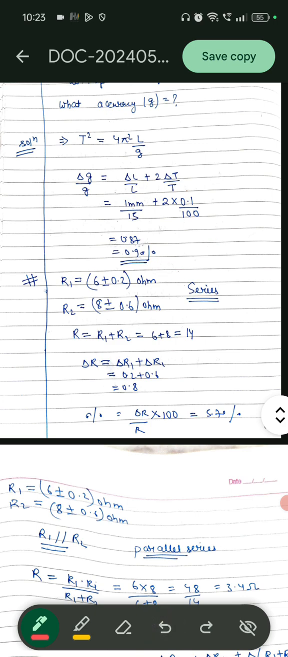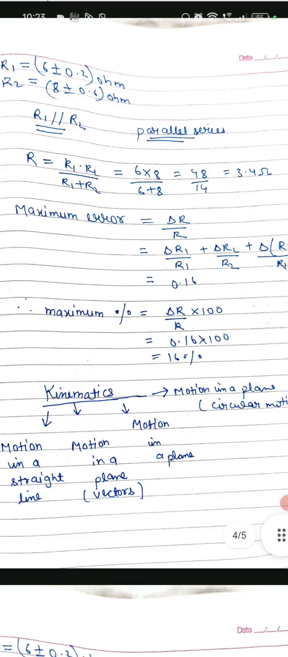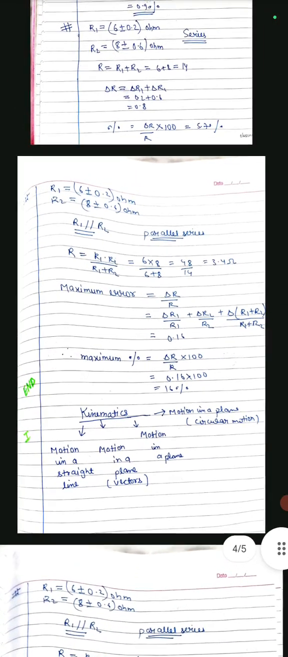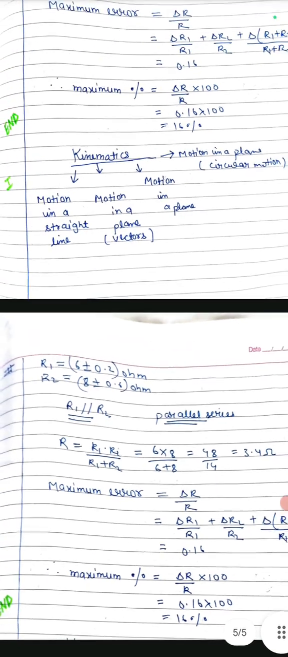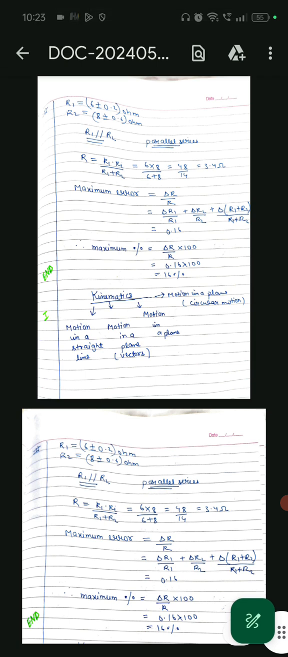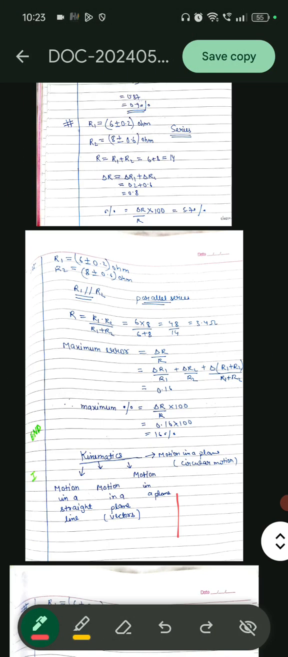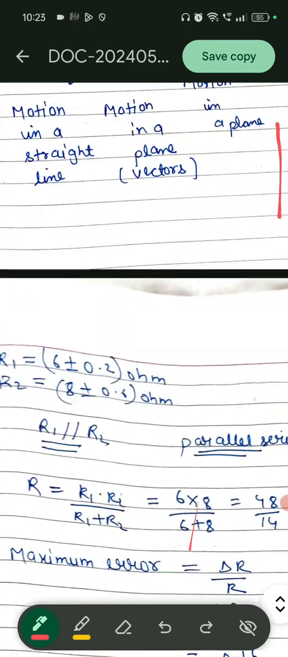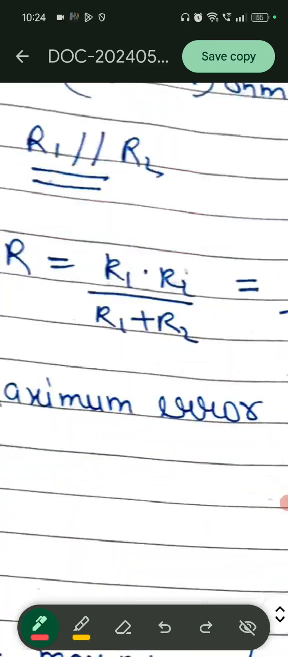So we move to a parallel series. Okay, we move to a parallel question. So let's go. So this is our last question. Okay, parallel one, this is the last question. Come to this question. 1 second.